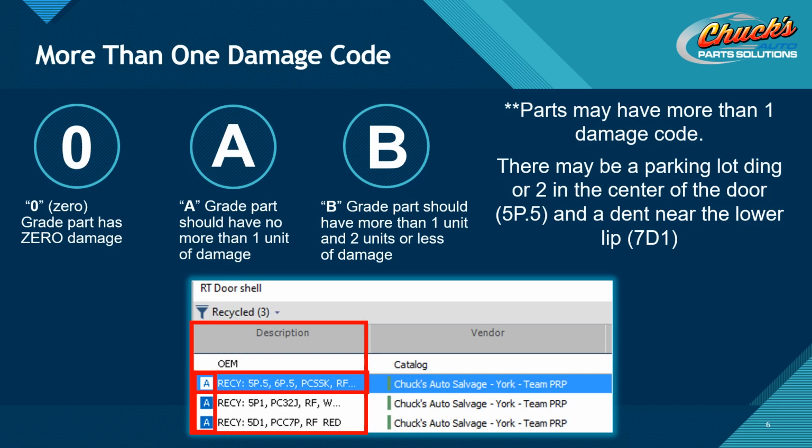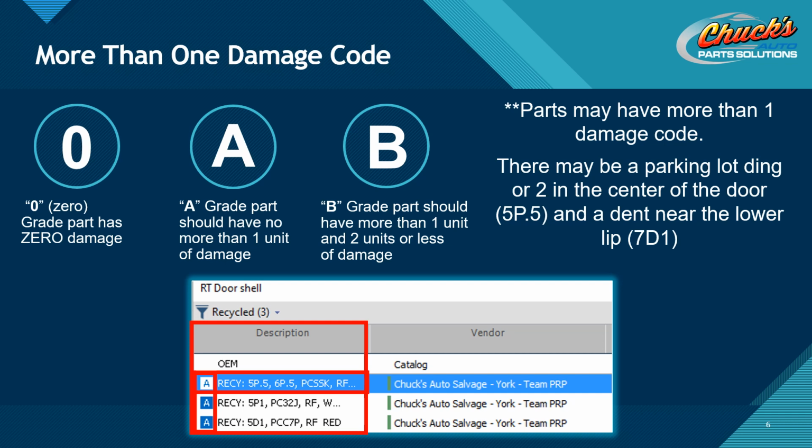More than 1 damage code. If you notice in the upper right-hand corner, parts may have more than 1 damage code. We have an example there. If you look down at your part sourcing block, the top highlighted part has a 5P.5 and a 6P.5, which equates to 1 unit of damage and still an A-grade part.